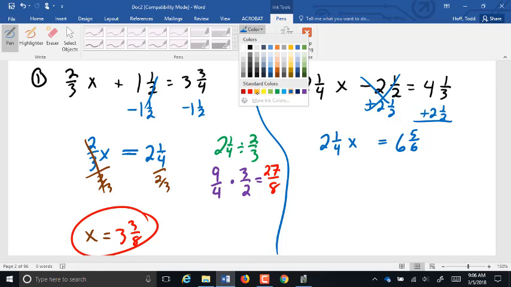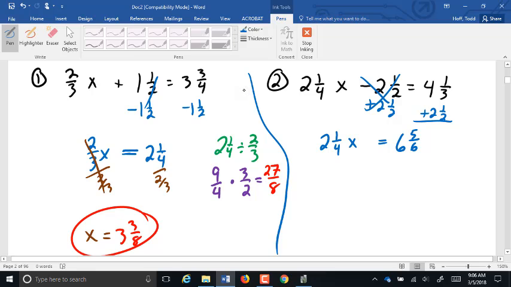Then what? Divide by the 2 1/4. So all we have left on the left side is x. We have 6 5/6 divided by 2 1/4. We make the improper fractions. 6 times 6 is 36, plus 5 is 41/6. 2 times 4 is 8, plus 1 is 9/4.